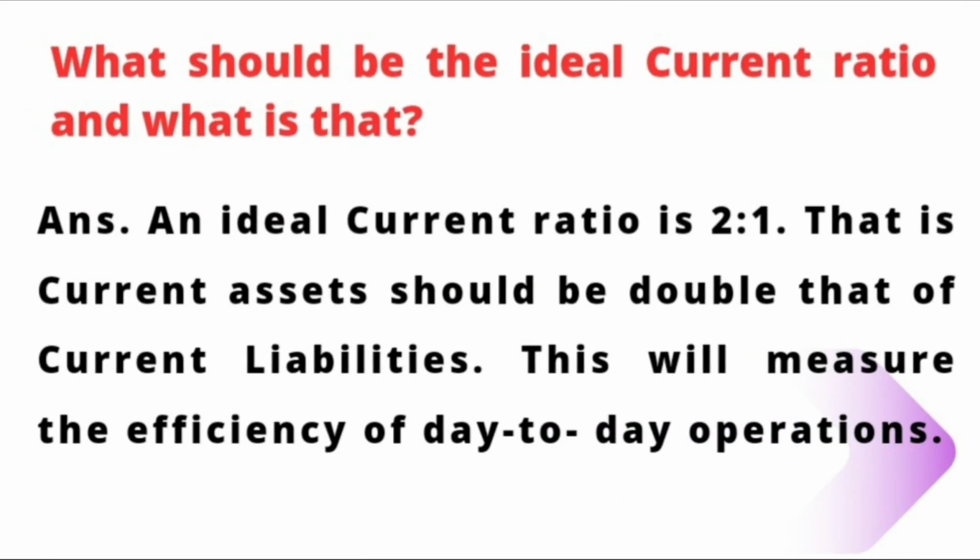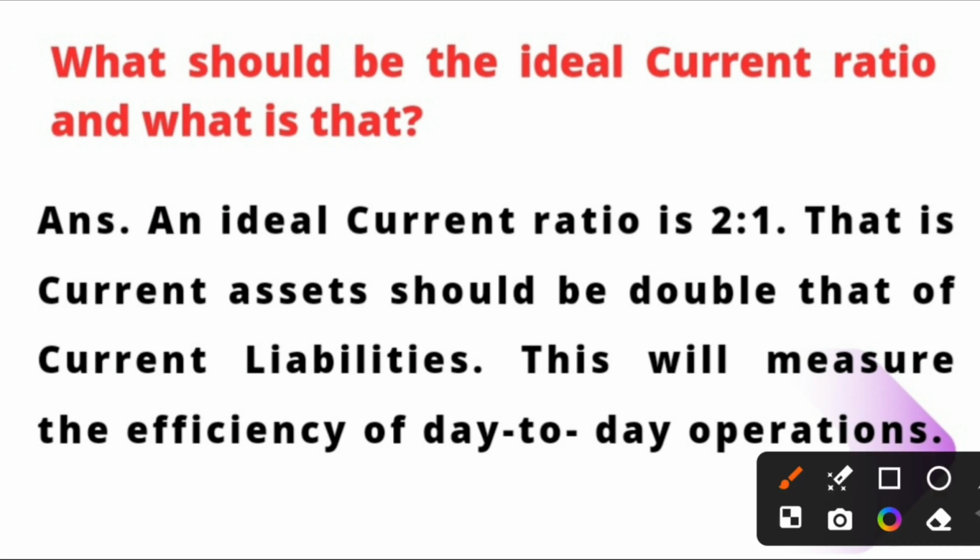What should be the ideal current ratio and what is that? Answer. An ideal current ratio is 2 is to 1. That is, current assets should be double that of current liabilities. This will measure the efficiency of day to day operations of a company. 2 is to 1.